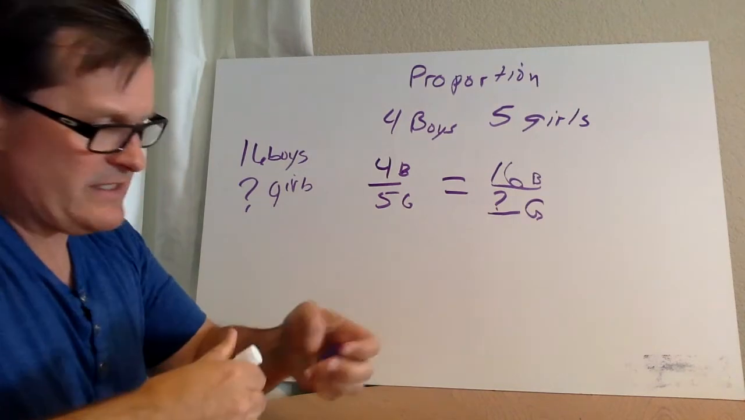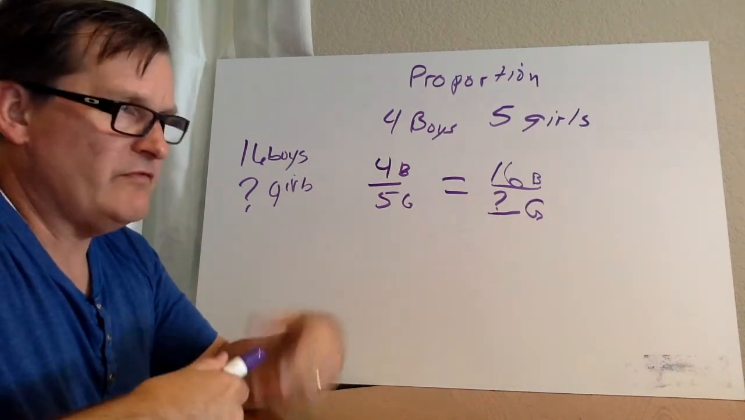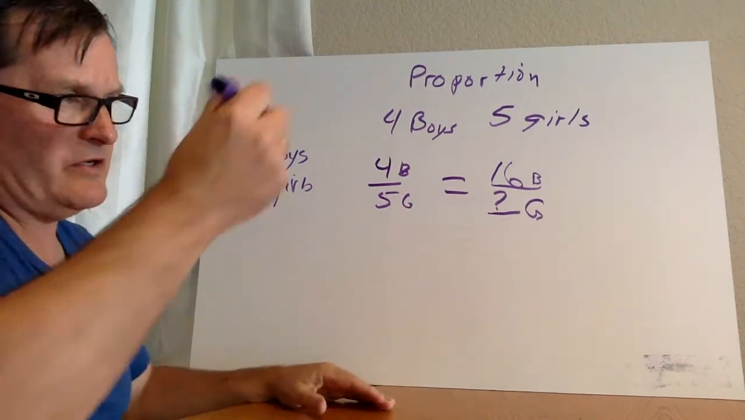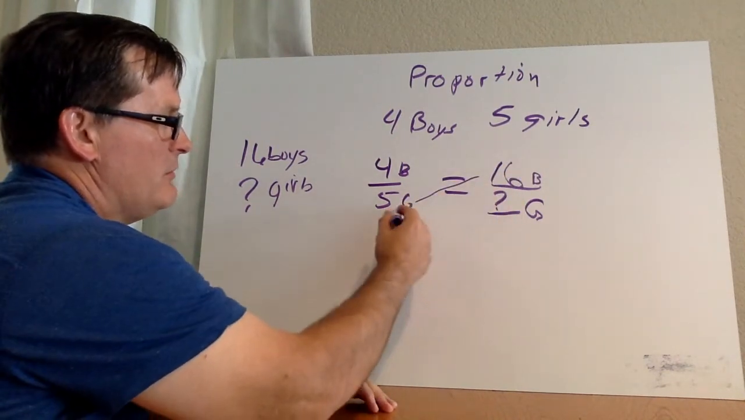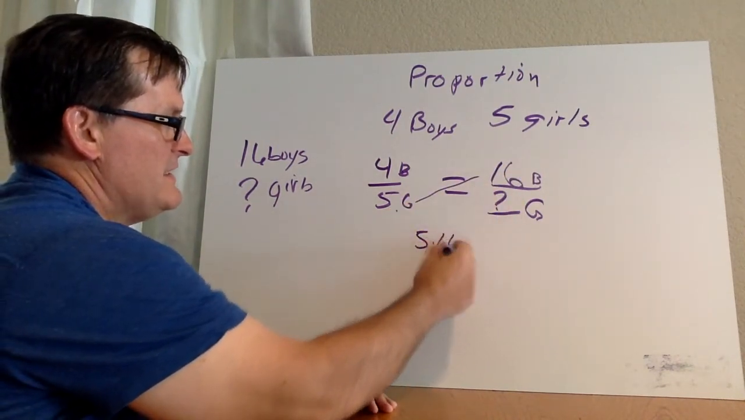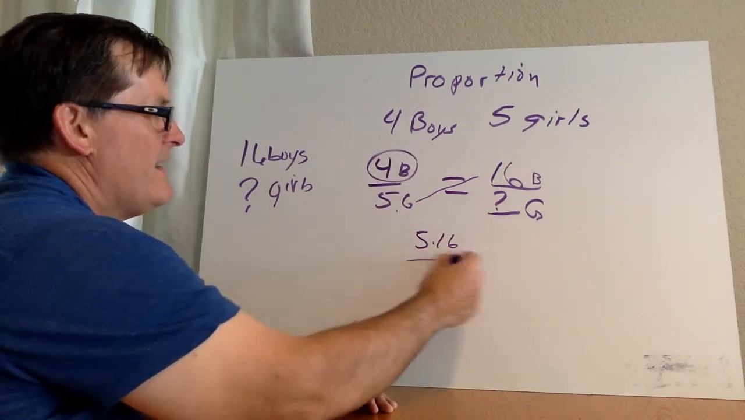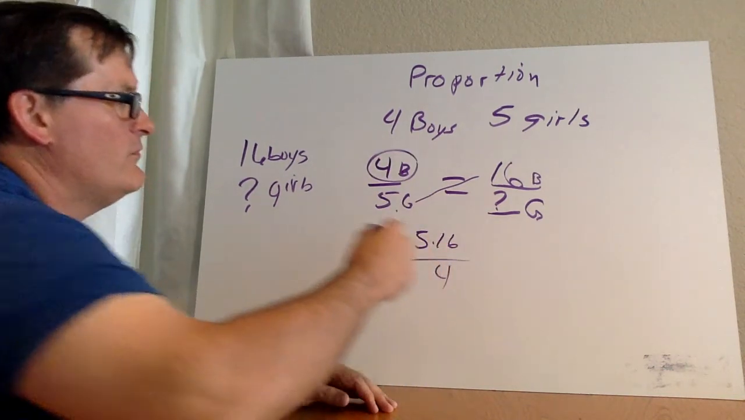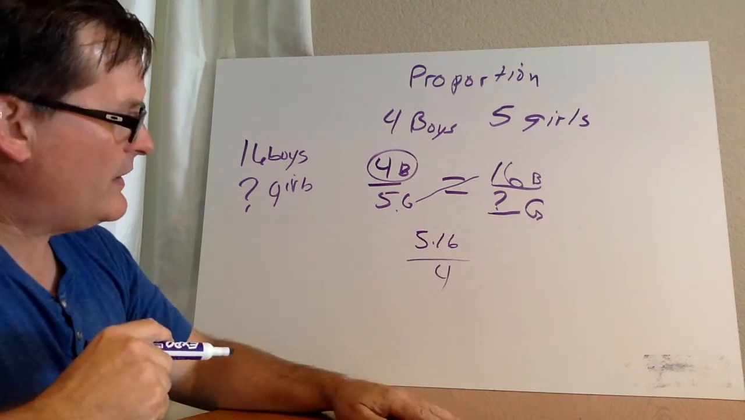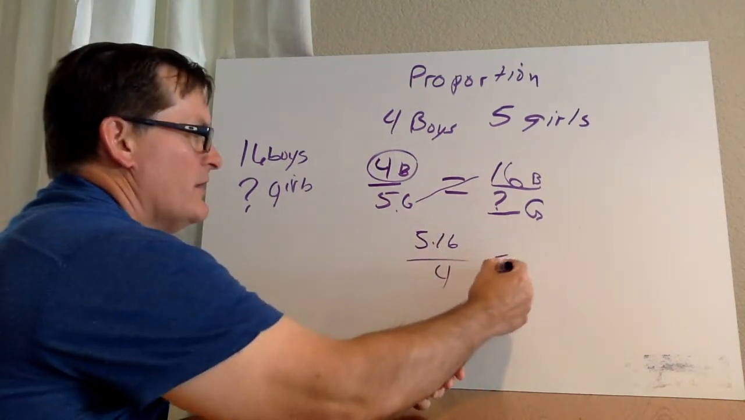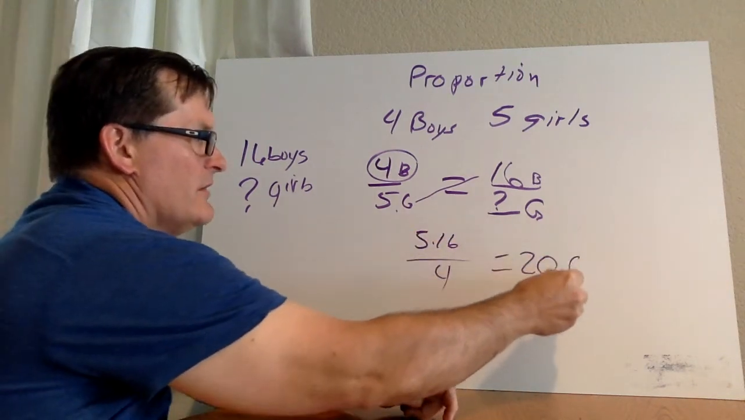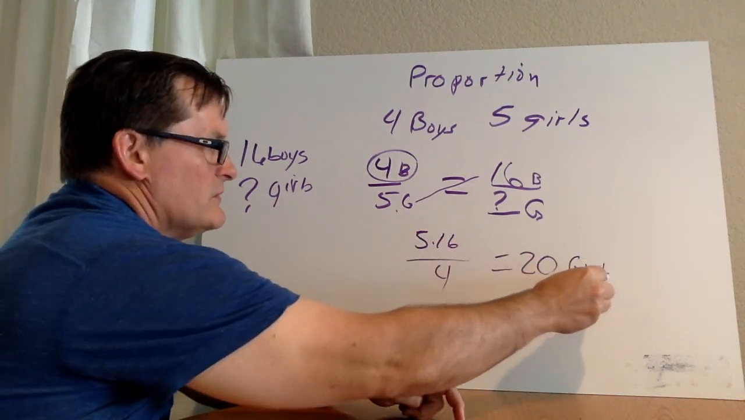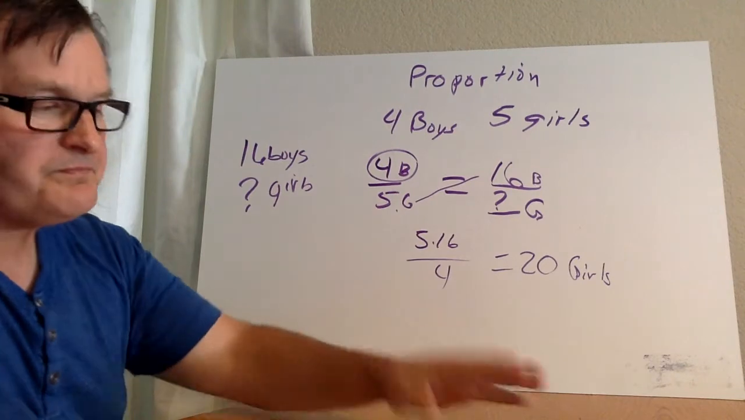You could set it up as an algebraic equation and follow the rules of algebra and solve it. But here's a quick hack, quick trick. If I multiply those two numbers, so I multiply the 5 times the 16, and then I divide that product by what's left over, 4. That's just a really quick way to calculate this. Throw it into your calculator or do it in your head, and you're going to find out that you're going to be able to expect about 20 girls in that scenario.